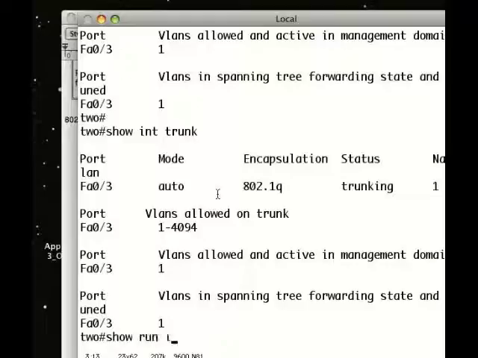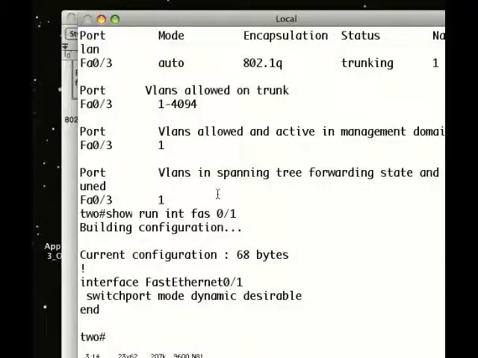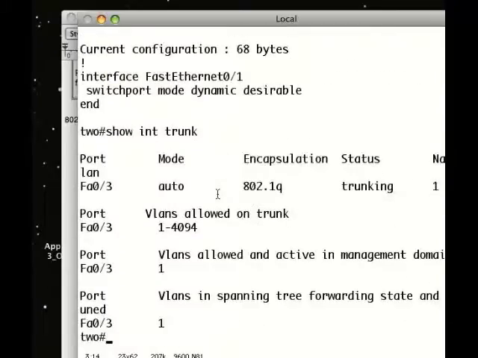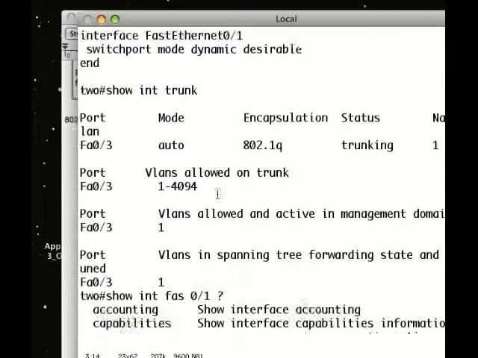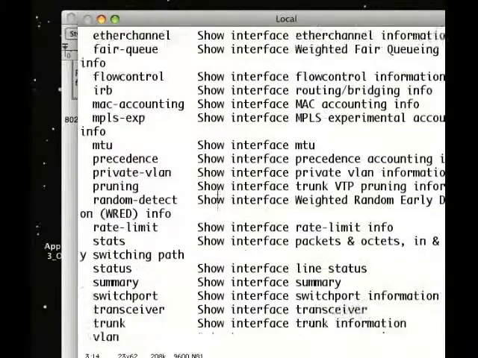Show run int fast 0/1. Show int trunk. Show int fast 0/1 trunk.